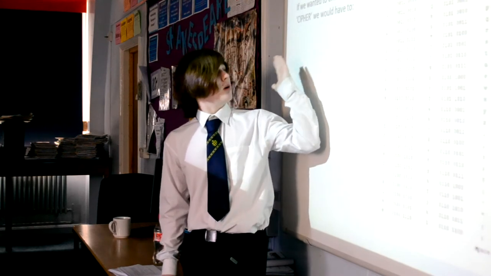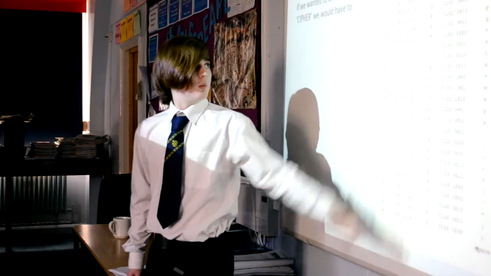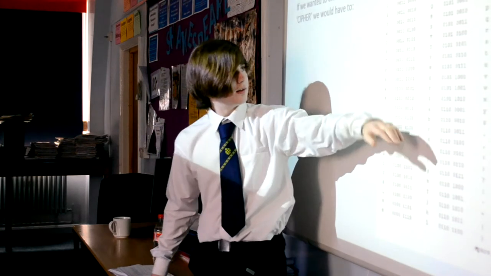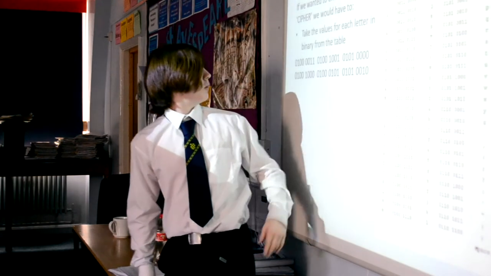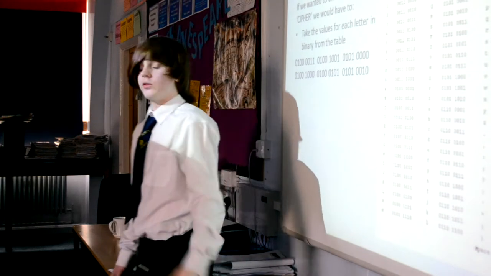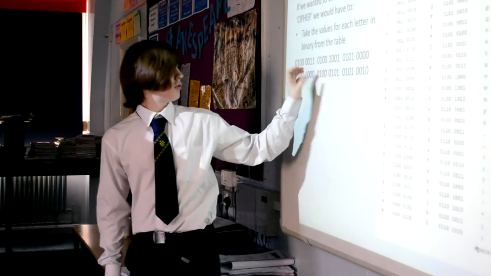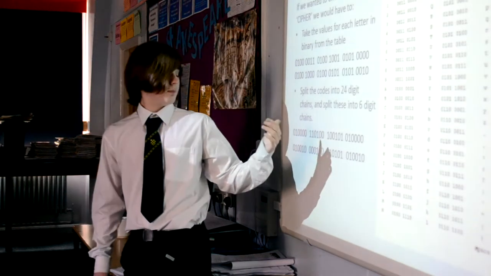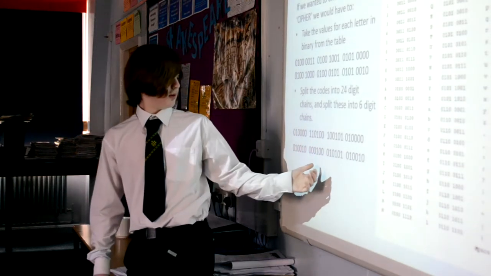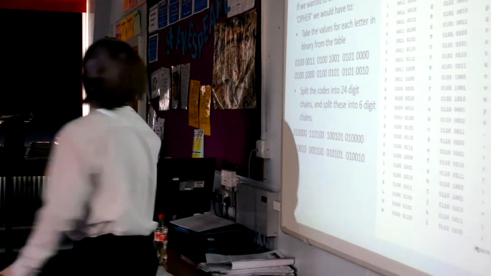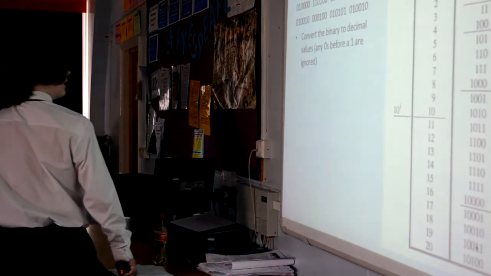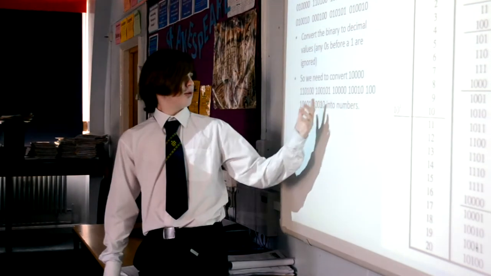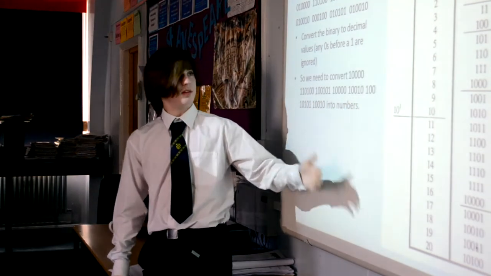If we take the word cipher as an example, we take the ASCII character binary from here, starting with the letter C, and we get these binary values. This is already a 24-digit bit string, so we split it into four 6-digit strings per 24, and we end up with this. Next, we need to convert these into decimal values, so we ignore any zeros before the first one and convert these into numbers.